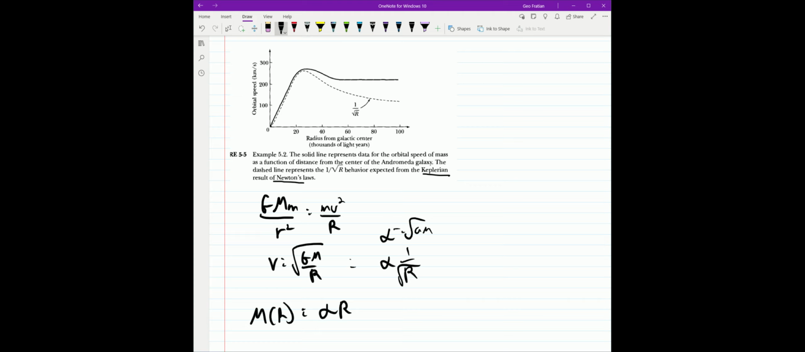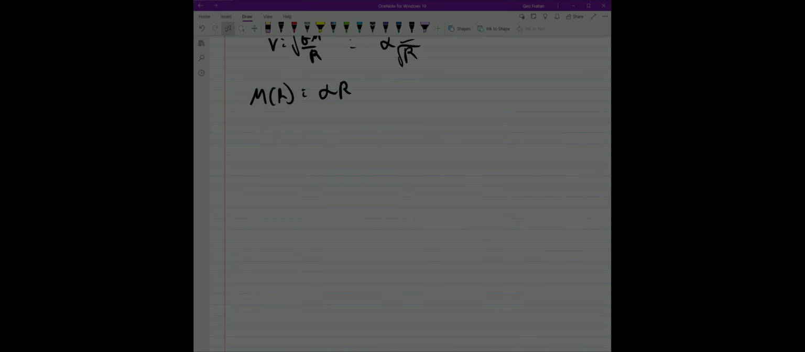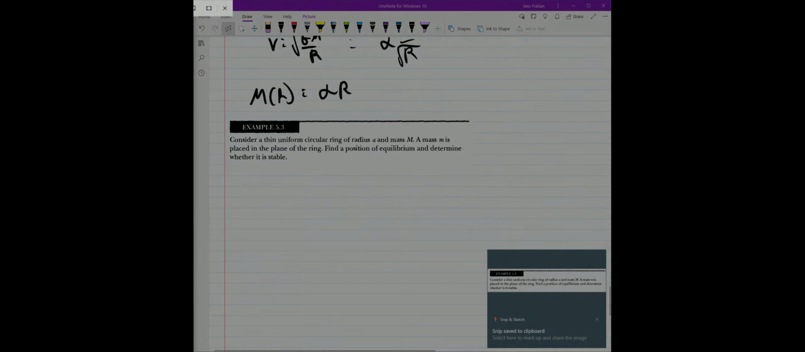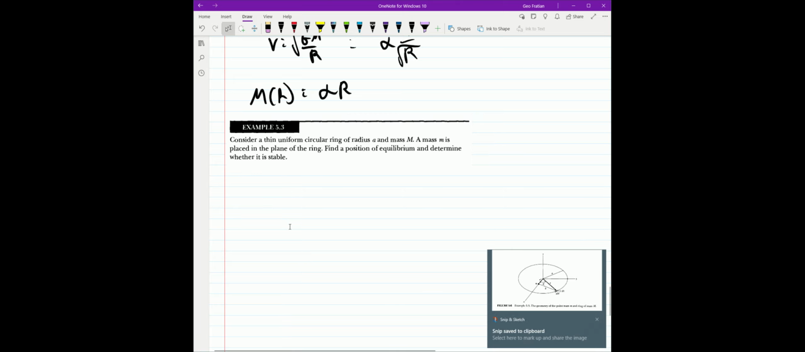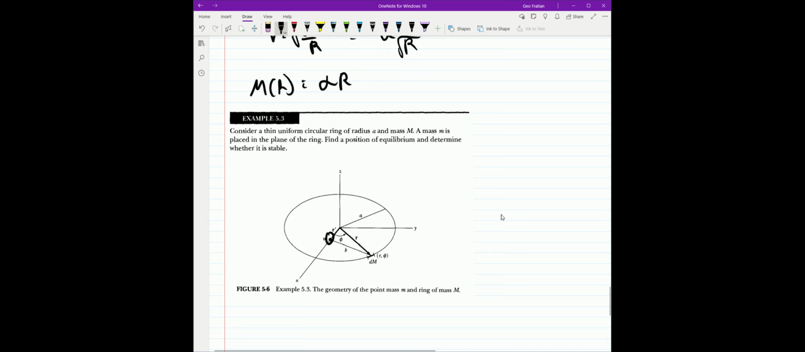Okay, we'll quickly go over 5.3 as well, because it's a good problem that helps. Consider a thin uniform circular ring of radius a and mass m, and a mass m is placed in the plane of the ring. Here's the mass m placed in the plane of this ring, and we want to find a position of equilibrium and determine whether it's stable. So we have this dm right here, and this other mass here, and we want to find the position of equilibrium and determine whether or not it's stable.